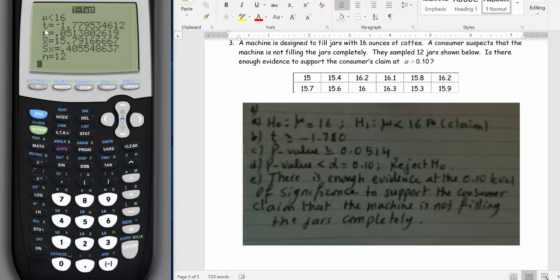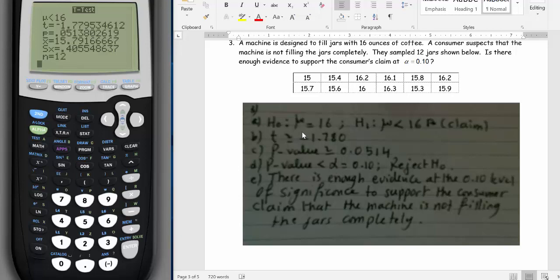Okay. So I get T, which is the test statistic. You see, it's called T, not Z here. In the book, he calls it T sub 0, which is fine. You can use either one. Negative 1.780, 3 digits. P-value is 0.0514 if you do 4 digits. The p-value, as you can see, guys, is less than 10%, which is alpha, so we reject H0.